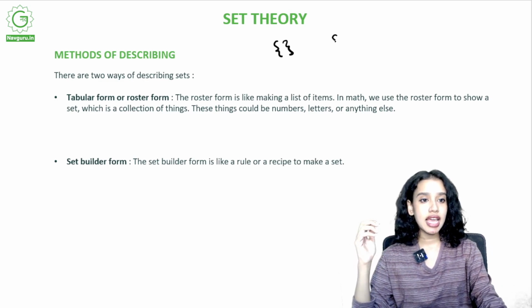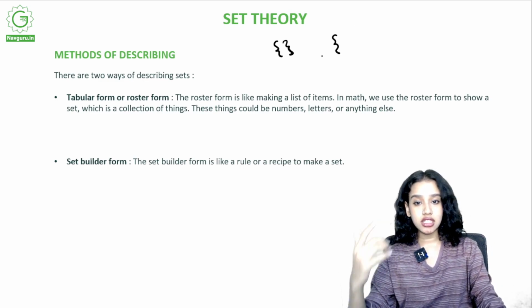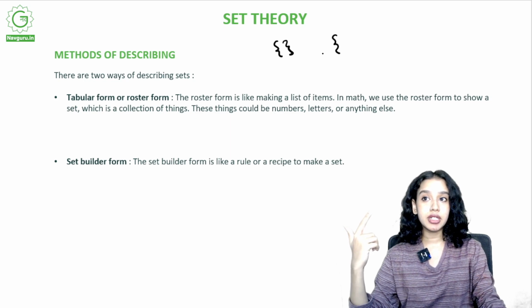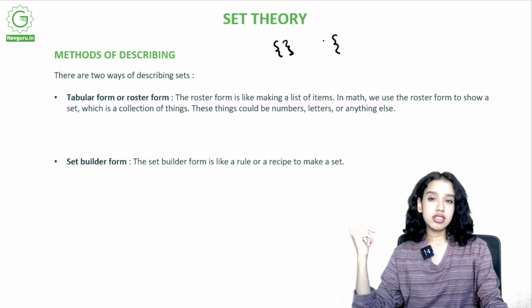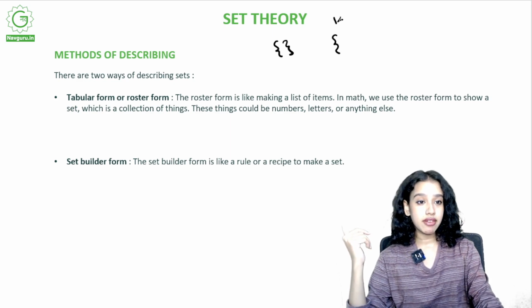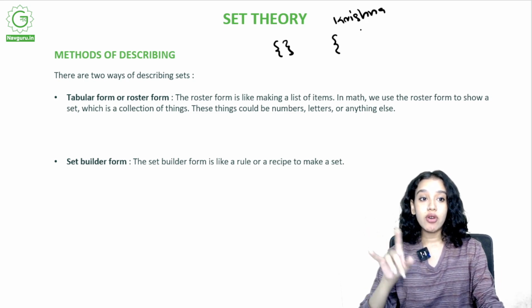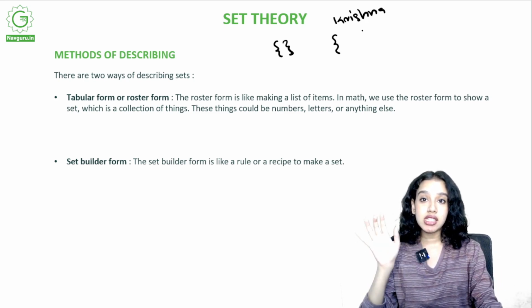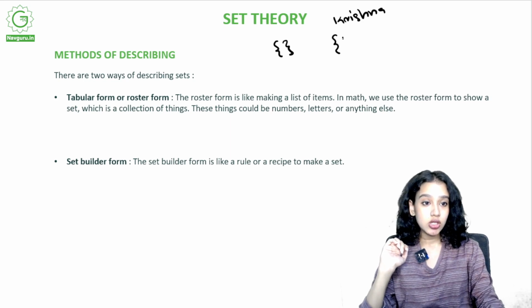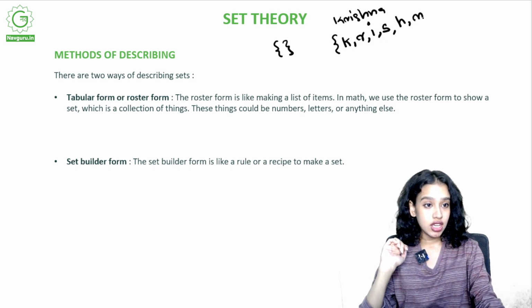So let's say we have a name, Krishna. Now our goal is to create a set with all the alphabets which are in the name Krishna, right? So we have K, R, I, S, H, N and A, right?